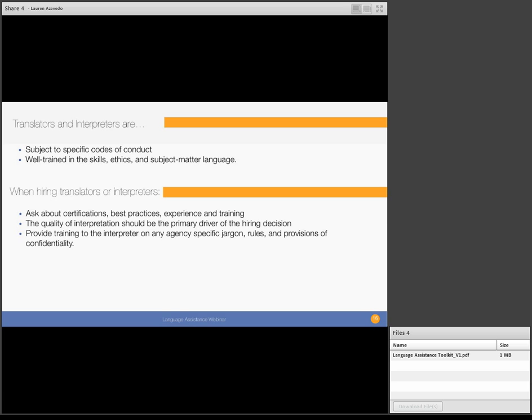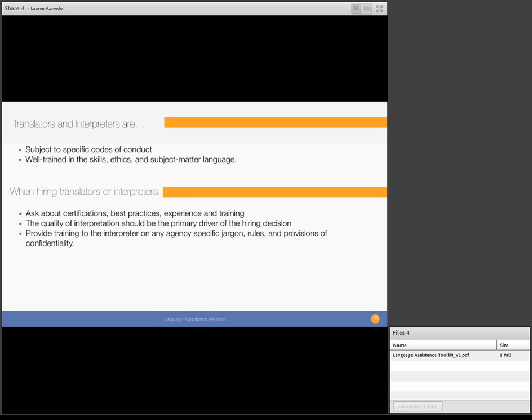So before I get into interpreters and translators, I want to tell you about the first tool in the toolkit, and that is something to ensure that everyone on the staff is aware of the language assistance policies and procedures. For example, if you have policies to work with translators, and we will talk more about that in the next section, if you have policies to identify languages, if you have policies for document translation, your staff need to be trained on this.